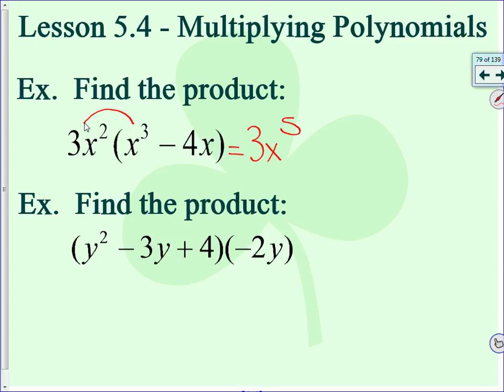Okay, and it's confusing because you say multiply, but remember, x squared times x cubed: x squared is x times x, and x cubed is x, x, x, so that's why we get 1, 2, 3, 4, 5, x to the fifth. So this is 3x to the fifth. I'm going to carry this minus sign along because I'm distributing here.